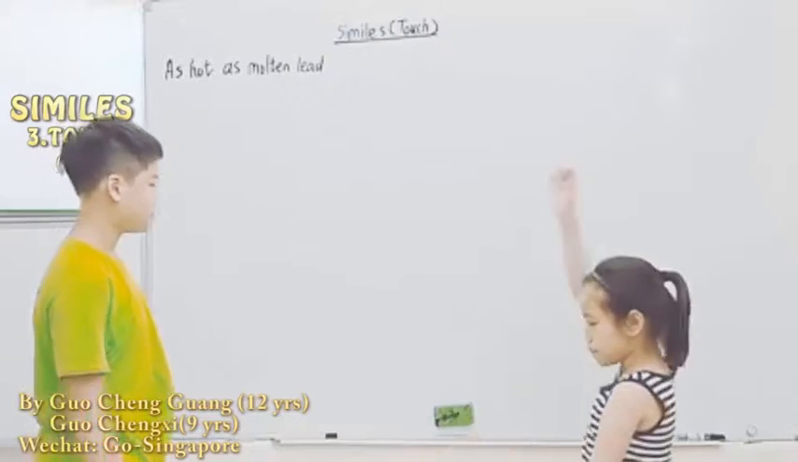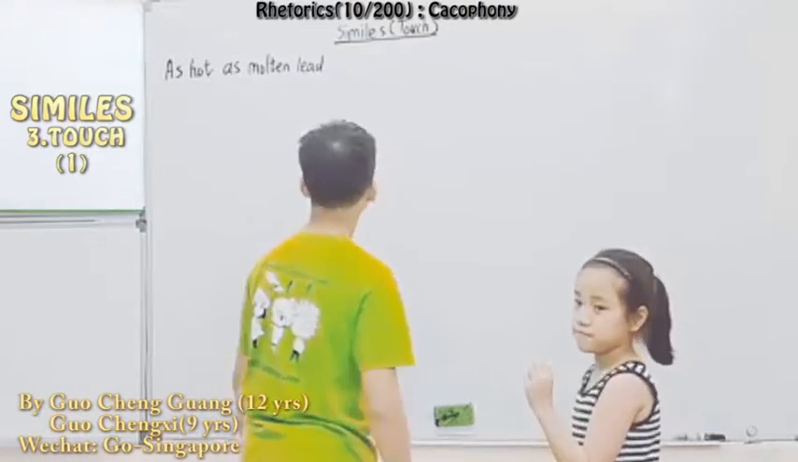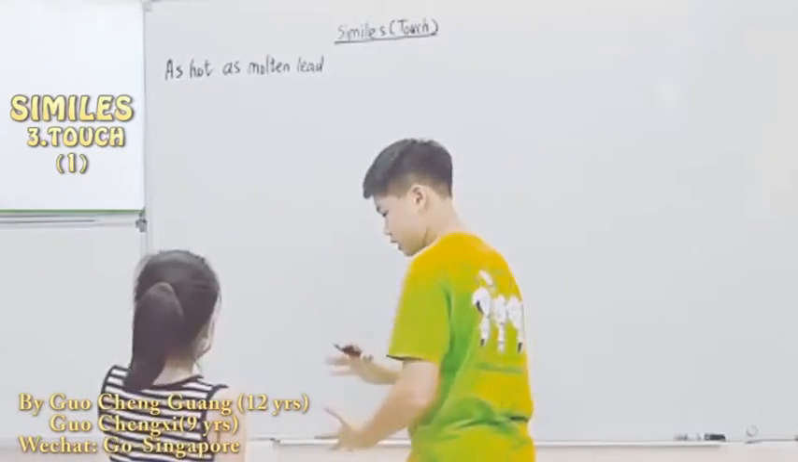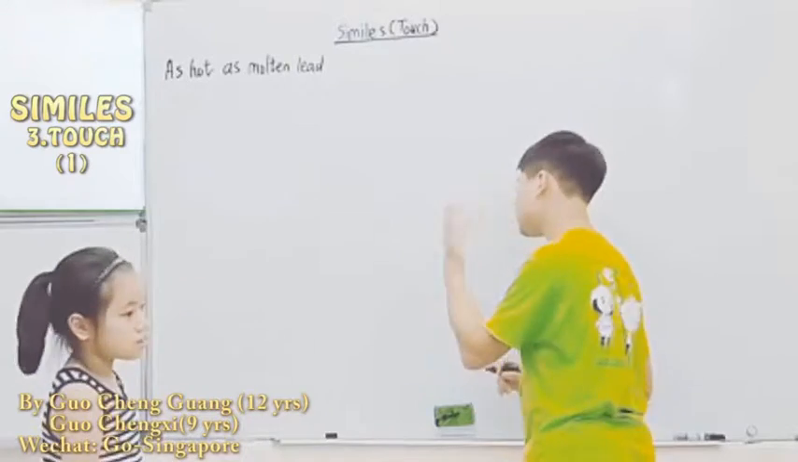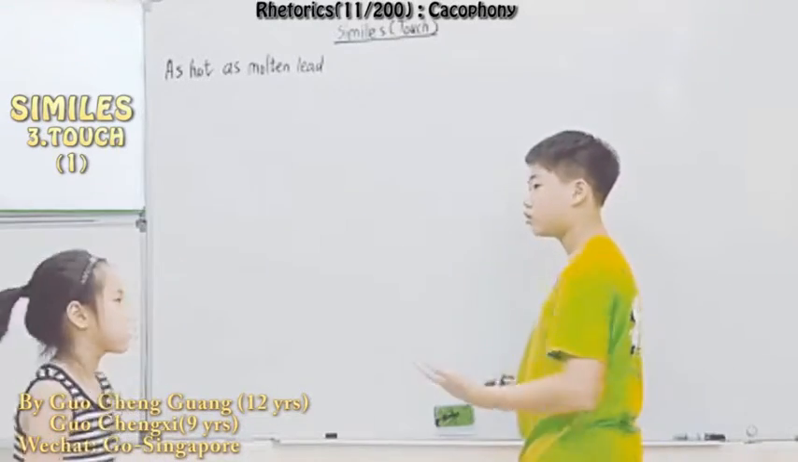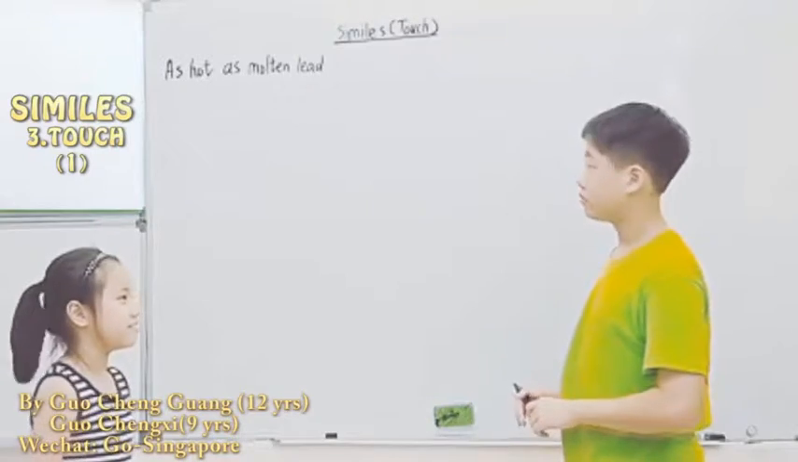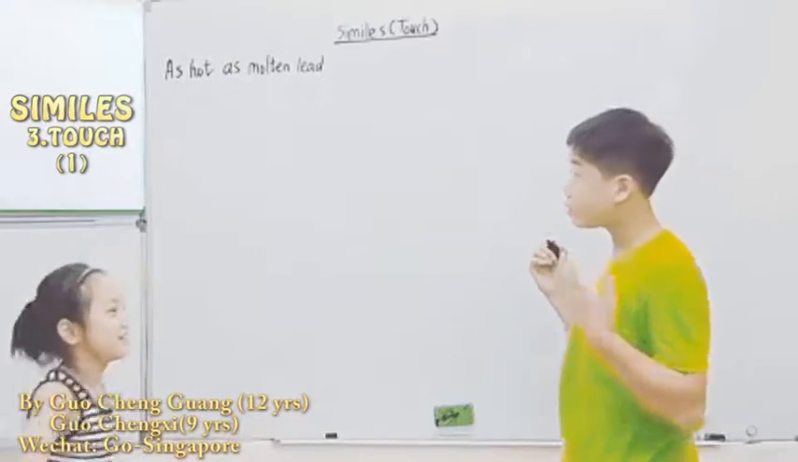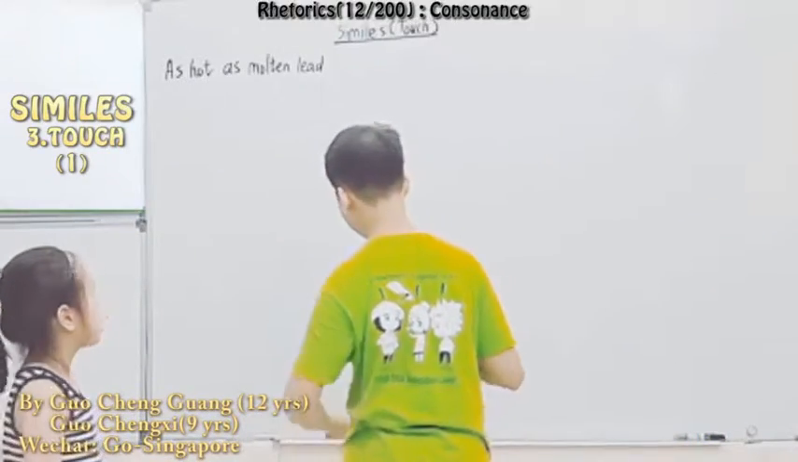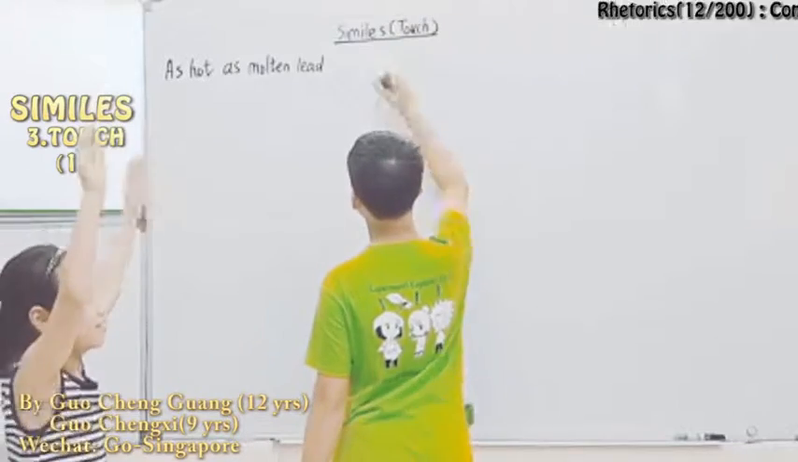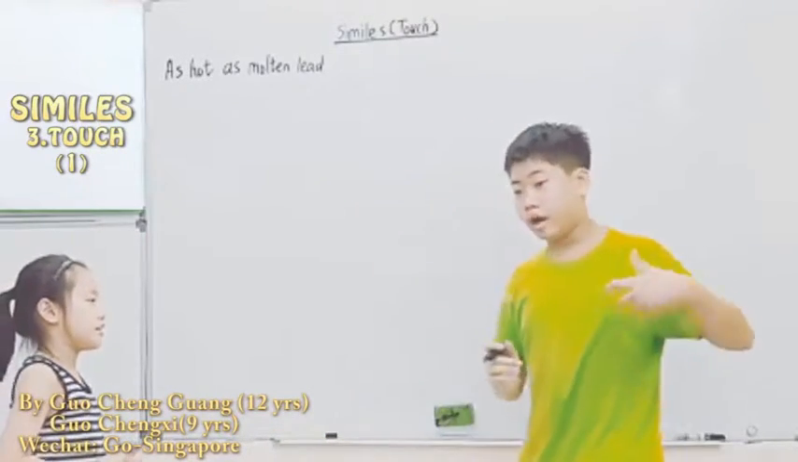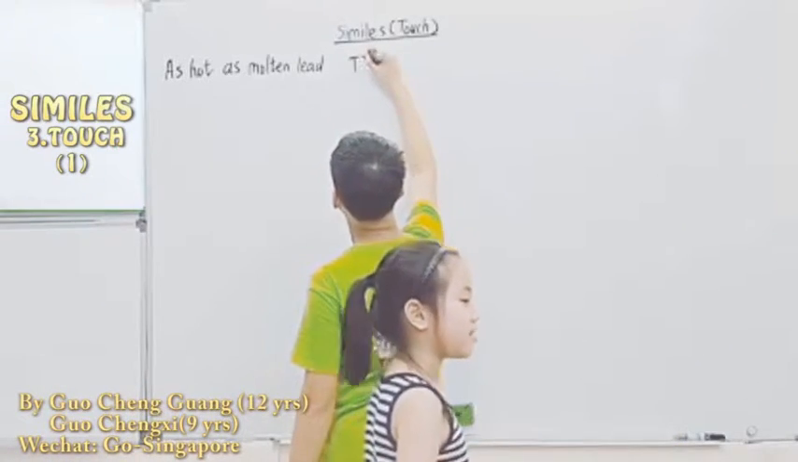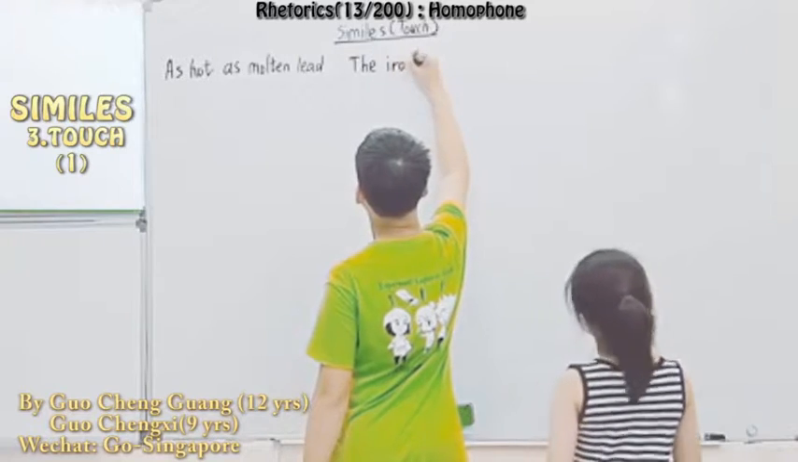Okay, so give an example of a sentence. What things can be as hot as molten lead? That means when you just touch it, it is very, very hot, or even burning. Fire, because most people already know that it's very hot. Campfire. The iron to iron the cloth is also very hot. So don't touch it randomly.